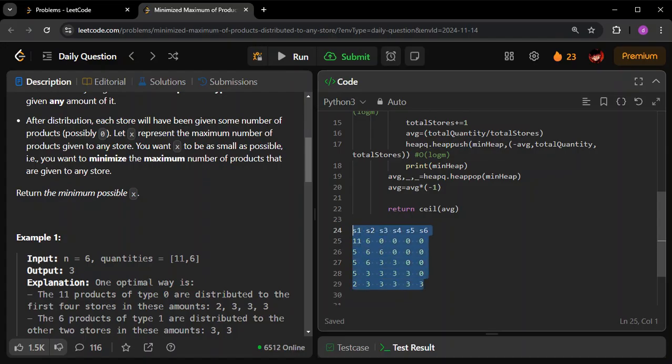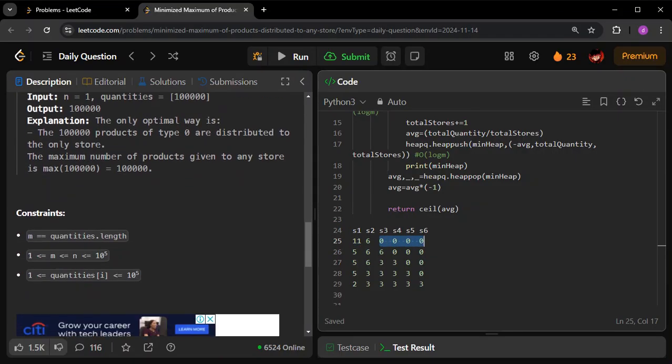So the idea here is, first of all, take one type of product and give all of its quantity to any one store. In this case it was S1. Similarly, take the second type of product and give it to S2, and so on. After that, for the stores which are unassigned, we will divide the one which is contributing to the answer, and assign half of it to one of the unassigned ones. That is what we are going to do.